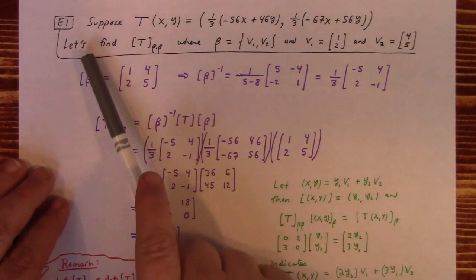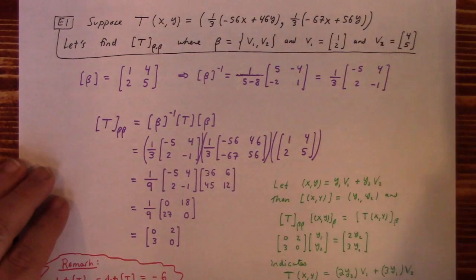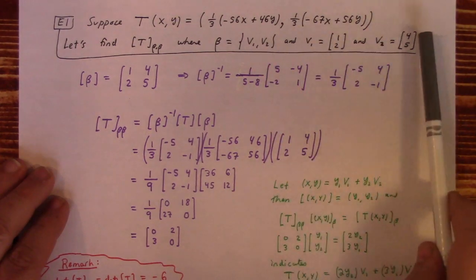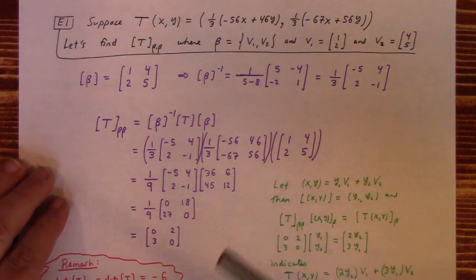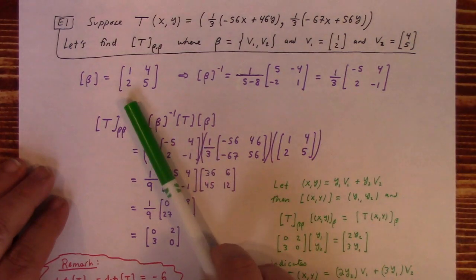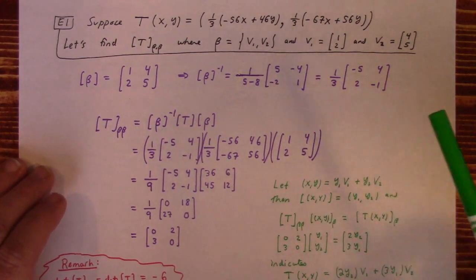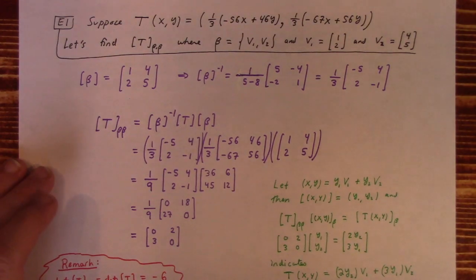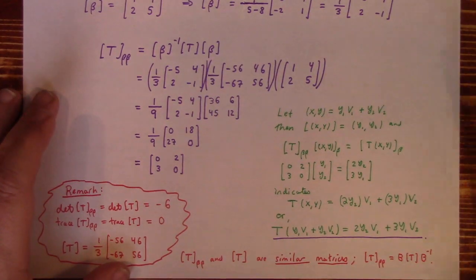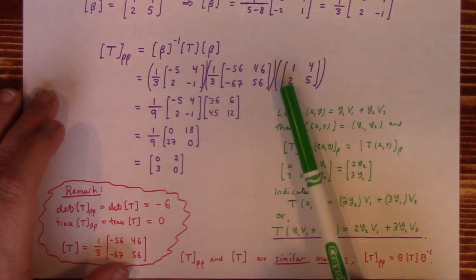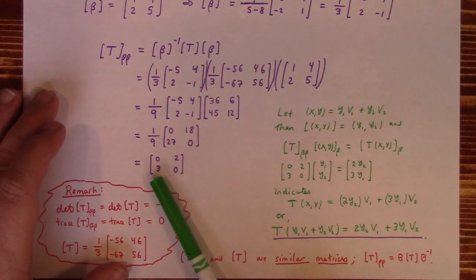Let's see here. So example 1, if we have this linear transformation and I use this basis (1, 2) and (4, 5), then I can find the matrix with respect to this basis by the calculation below. And so to do that calculation, there's a couple different steps. The one is I have to invert the basis matrix, which is easy enough because this is a 2 by 2. And then, of course, I actually have to multiply out the product here, like so. All right, and you do that, and out pops 0, 2, 3, 0.